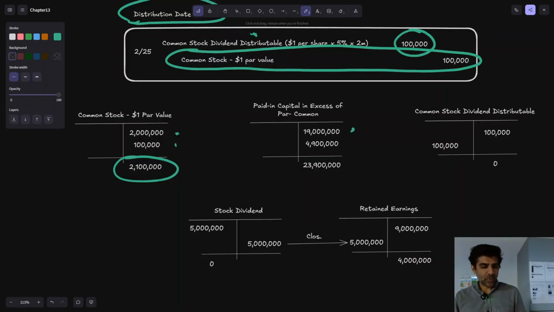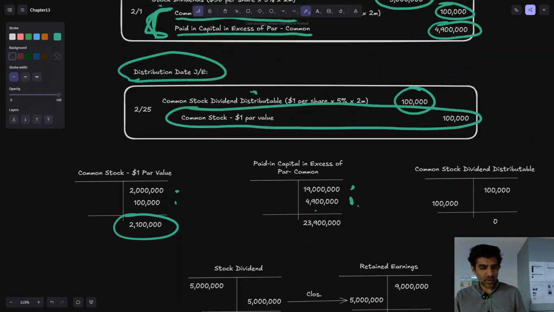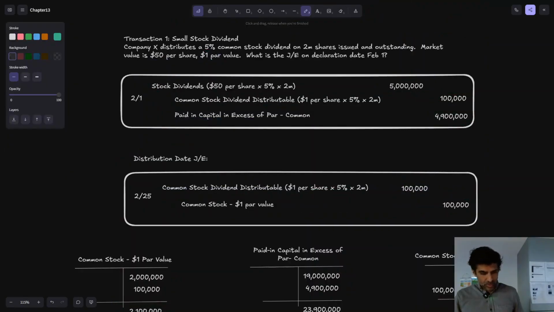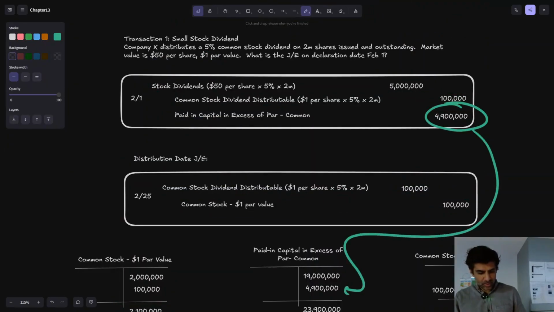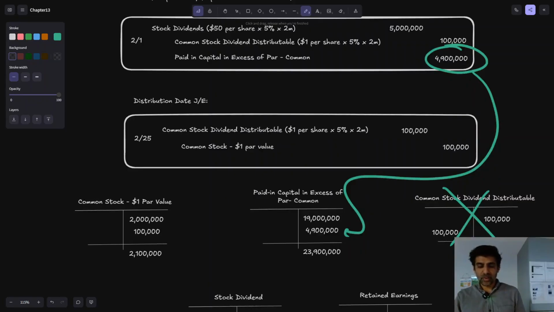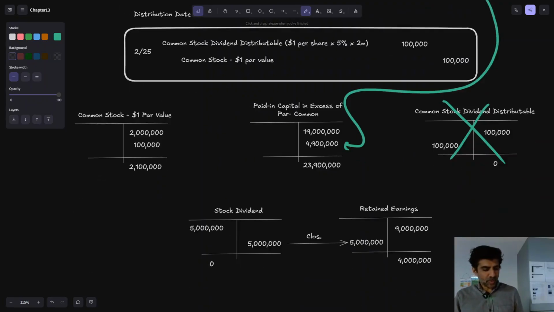For paid in capital, we started off with this. We just had this 4.9 million come from this right here is going to be here. And then this, of course, goes to zero. That was like a temporary account that we just needed when we first declared the dividend. And then this is going to also go to zero, this stock dividend, when we close it. So this is a closing entry.